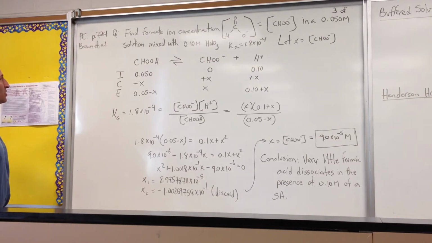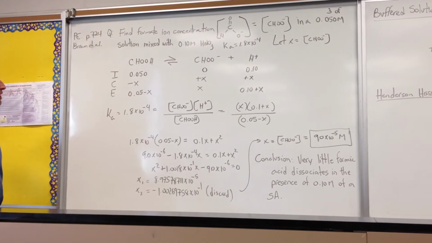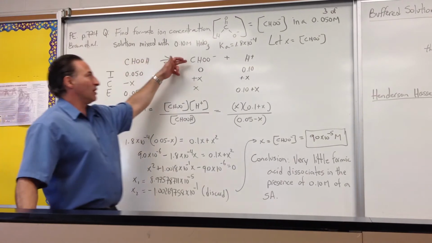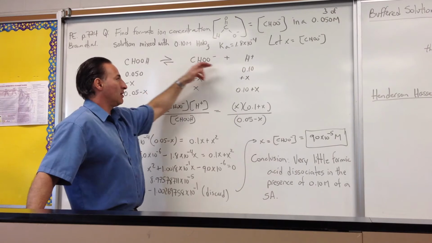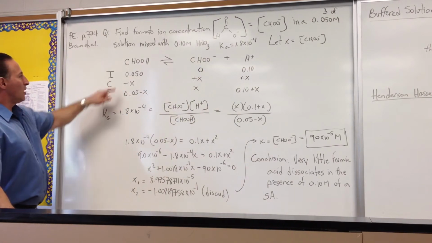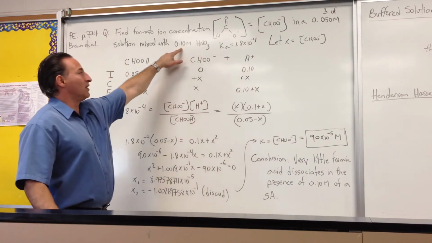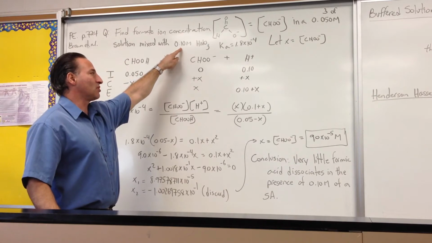In this example, which is from page 724, a practice exercise from our textbook, we're asked to find the formate ion concentration in a solution of formic acid that is mixed with 0.1 molar nitric acid. So we have a strong acid being mixed with a weak acid. And we know from previous examples that mixing a strong acid with a weak acid will suppress the ionization of the weak acid. So here is the formic acid, which dissociates to give you the formate anion and the proton. The initial concentration is 0.05, and we've added 0.1 molar H plus in the form of nitric acid. Remember, nitric acid is a strong acid which dissociates 100%.